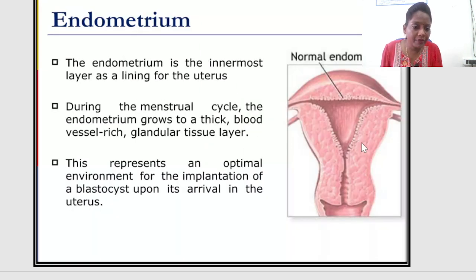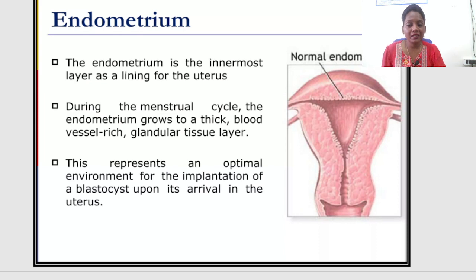And the endometrium, when we are speaking, it is a vascular structure. The innermost layer we call the endometrium, and during the menstrual cycle the endometrium grows into a thick, blood vessel-rich and glandular tissue layer. It forms like that, and this represents an optimal environment for the implantation of the baby. This thick vascular structure is helping for the development of the baby.